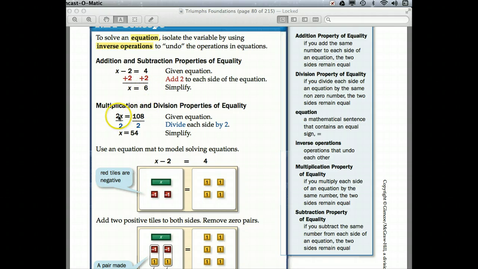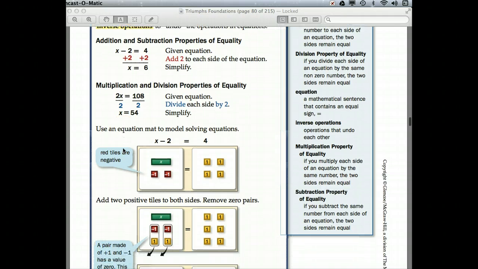The operation being performed here between the 2 and the x is multiplication. So the inverse operation of multiplication is division. So we divide both sides by whatever's with the variable, which is a 2. So x is equal to 54.